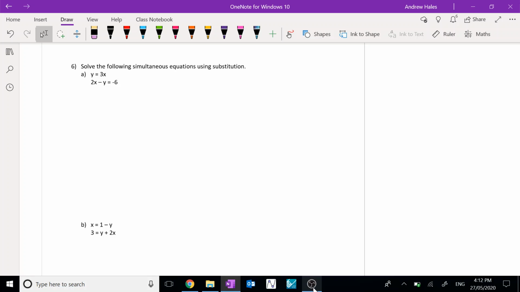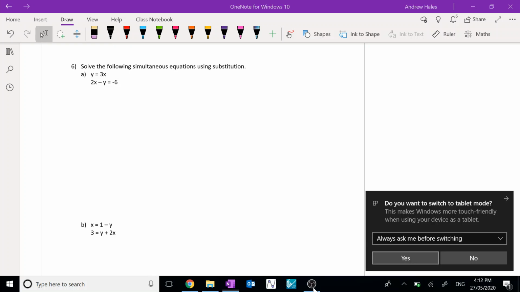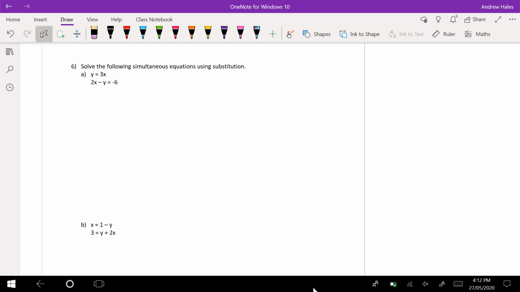Alright, we're up to the simultaneous equations part of the practice test, and I'm going to combine these 2 pages just so it's the simultaneous equations section of our revision. So we've been told that y is equal to 3x, and 2x take y equals negative 6.